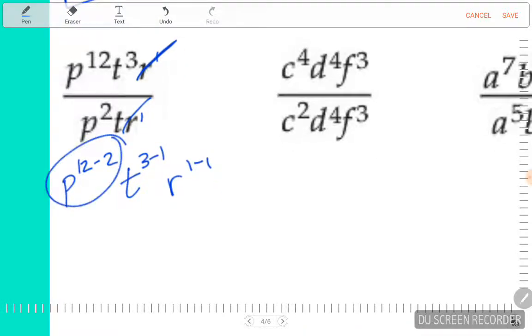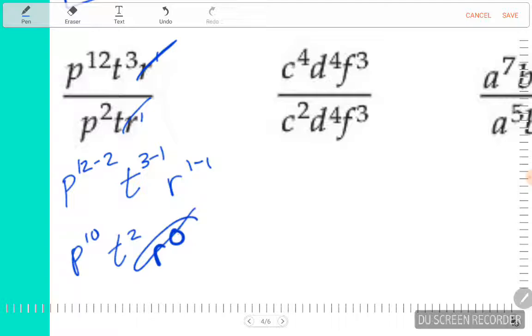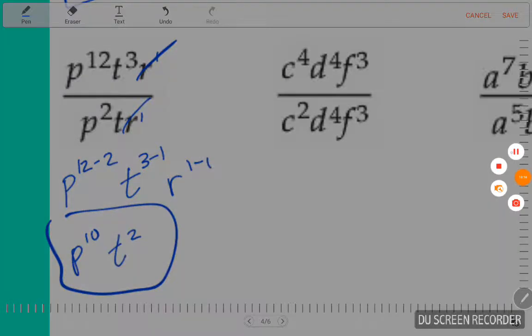Down here, 12 minus 2 gives me p to the 10th. 3 minus 1 gives me t squared. 1 minus 1 is just going to be 0, and remember that anything to the 0 is just 1. So I don't really have to include that in my final answer.